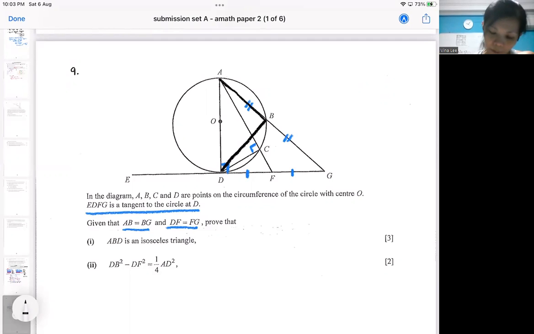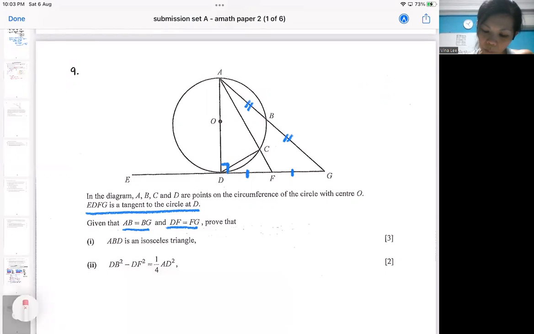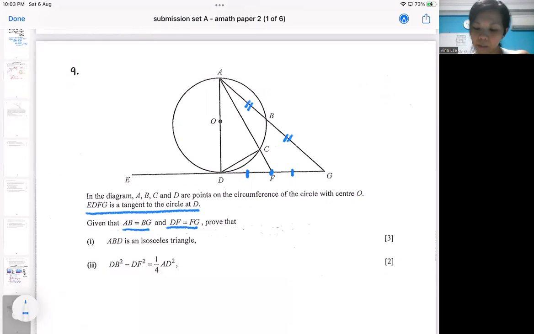Because of the way it is given to me, I'm actually given two midpoints. This is the midpoint of DG. This is the midpoint of AG. And actually O is also a midpoint. So because of this, it relates me to the idea of midpoint theorem.